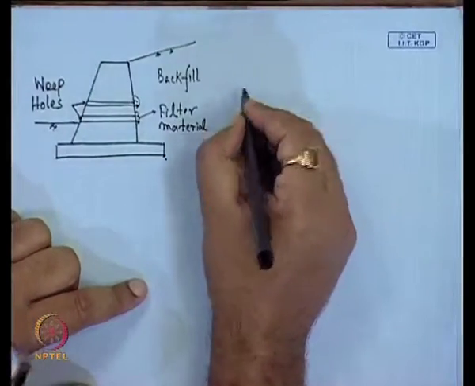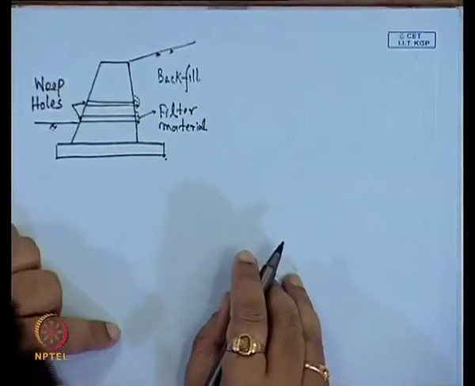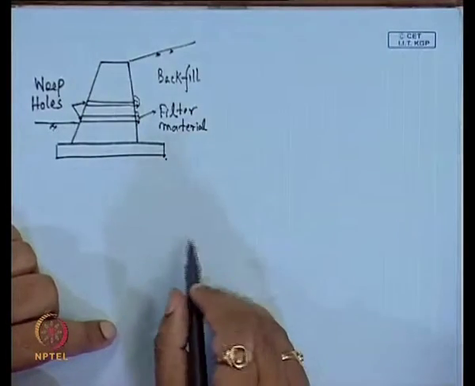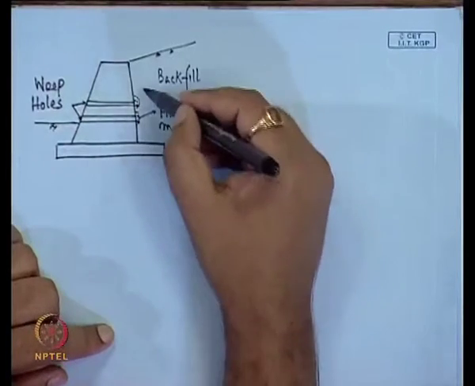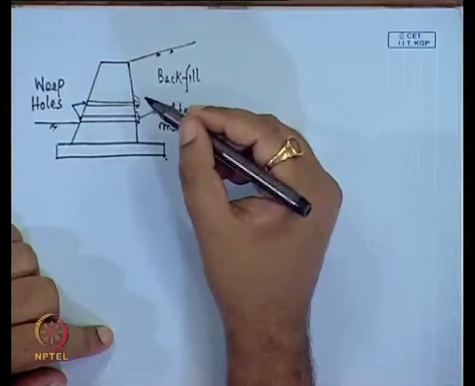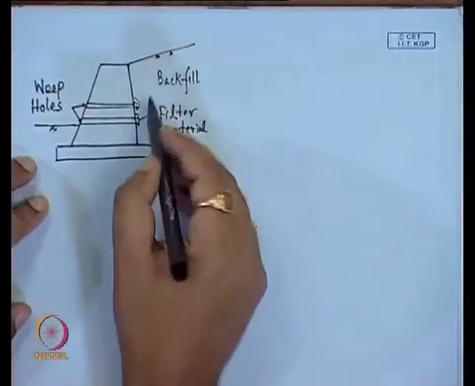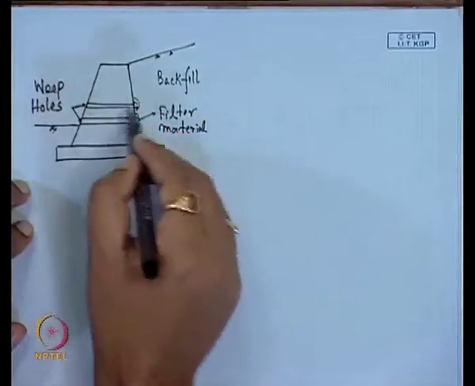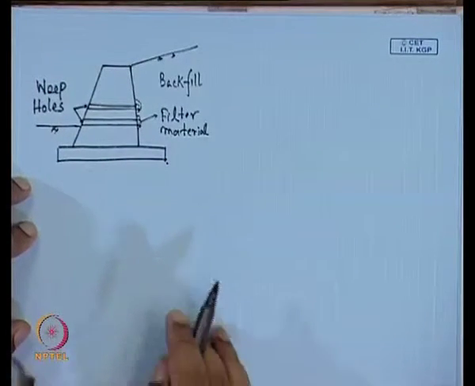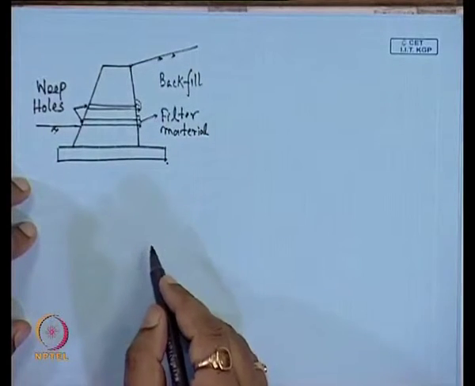Now, for these weep holes, the diameter is around 0.1 meter, and the spacing is around 1.5 meter to 3 meter in the horizontal direction. The use of these weep holes is to reduce the pore water pressure developed due to the water. If all the water can pass through these weep holes, then we can reduce the pore water pressure, and so the additional lateral earth pressure is reduced this way.